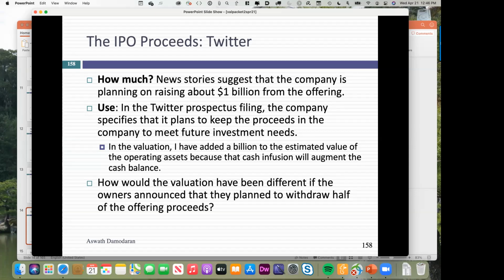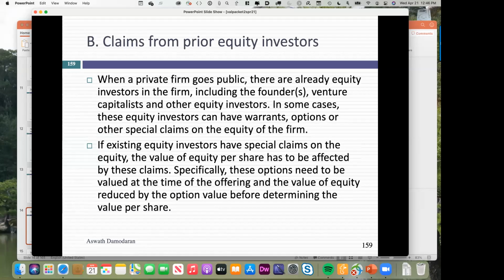And in the prospectus itself, they said they plan to hold the cash in the company as a cash balance. So guess what I did? I did my discounted cash flow valuation, and added the $1 billion in cash, saying it's going to stay in the company. So the proceeds, the easiest way to deal with them is check the prospectus, see what's going to be done with them, and add it onto the value.